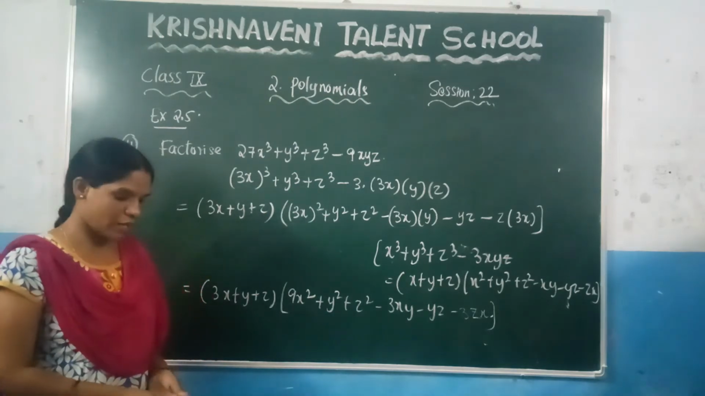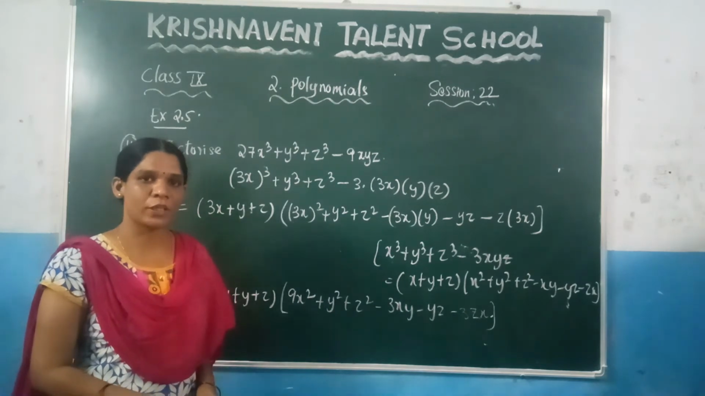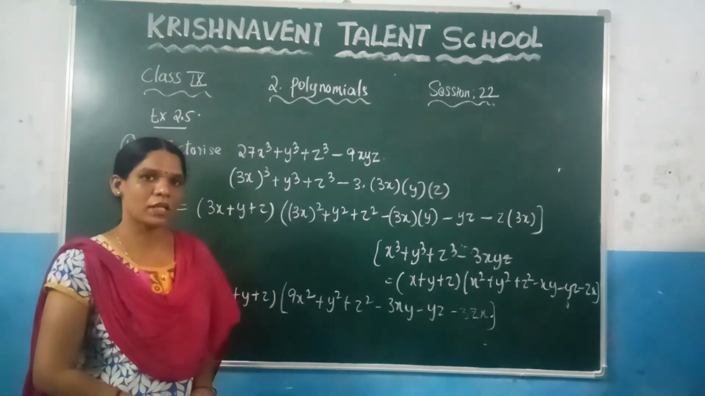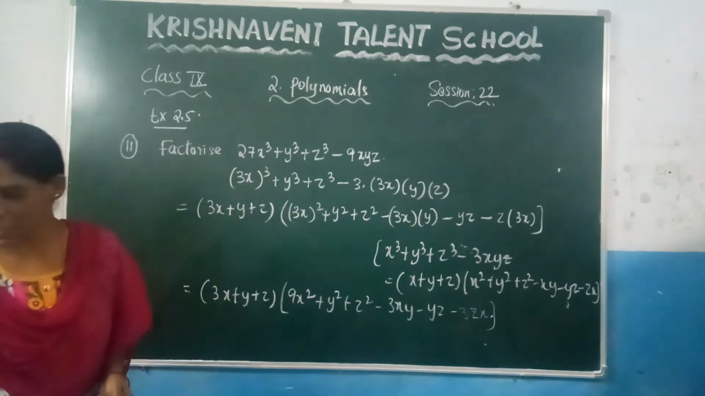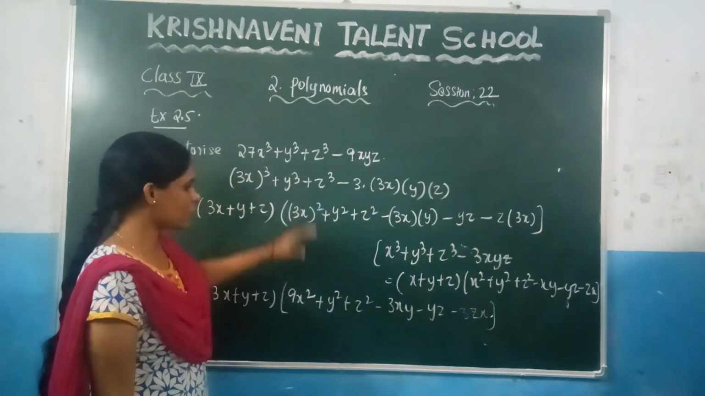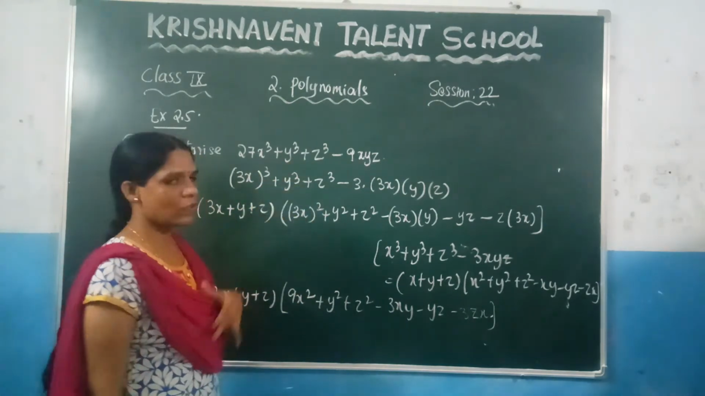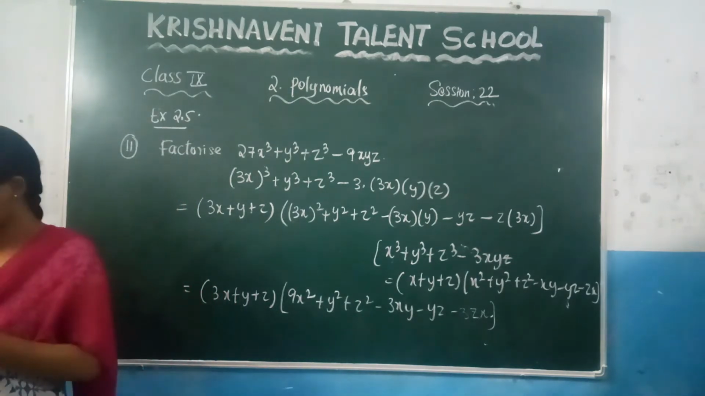So what is meant by factorization? Nothing but if you are given any expression, you need to write that expression as a product of polynomials. So here, since we got this identity which is x cube plus y cube plus z cube minus 3xyz, we have changed this one so that we have factorized the given polynomial. Now see the next question here.